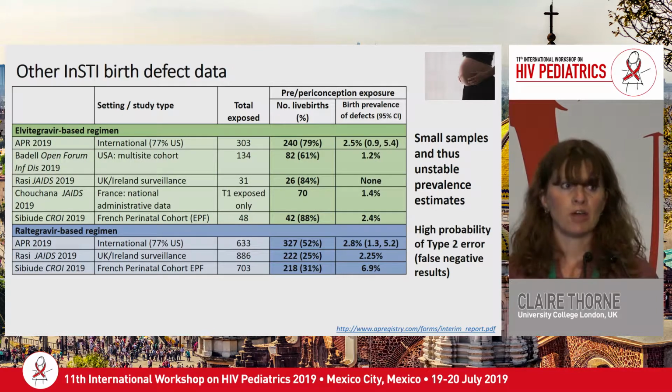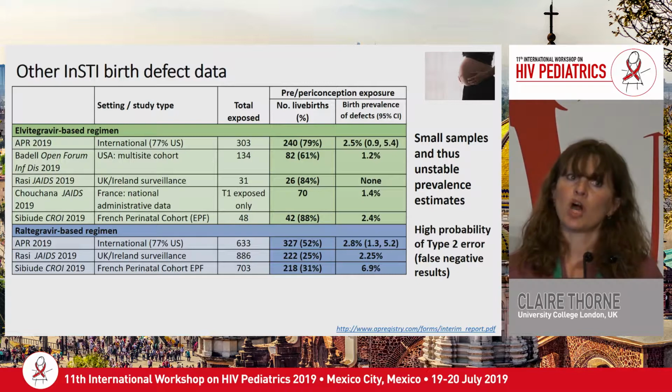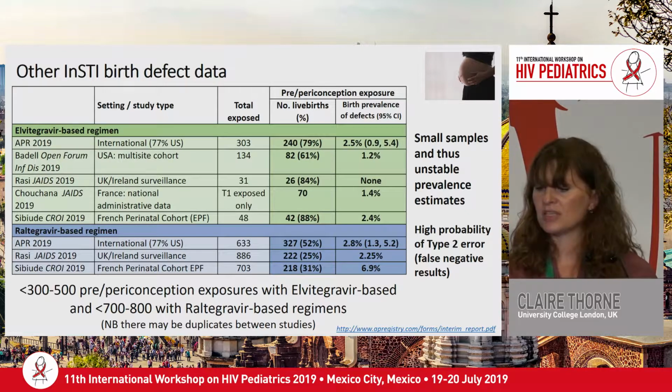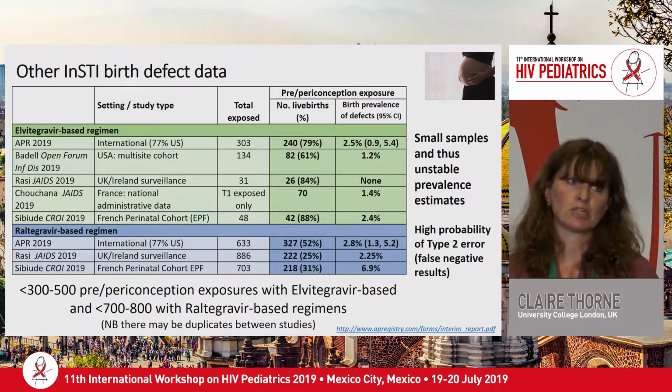But it's important to note that these are very small samples, and therefore the prevalence estimates are unstable, and that there's a high probability of type 2 errors. But if we tot all of these numbers up, we see that there are less than 300 to 500 periconception exposures to Dolutegravir and less than 700 to 800 with Raltegravir-based regimens, the range being because there may be duplicate cases.